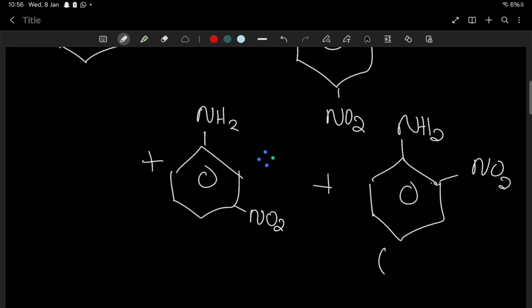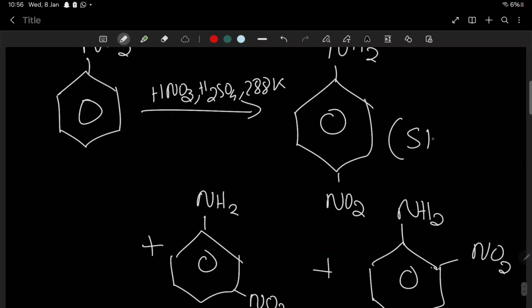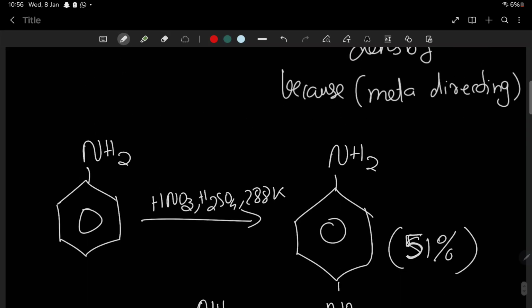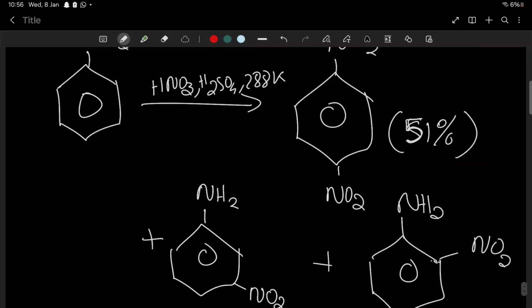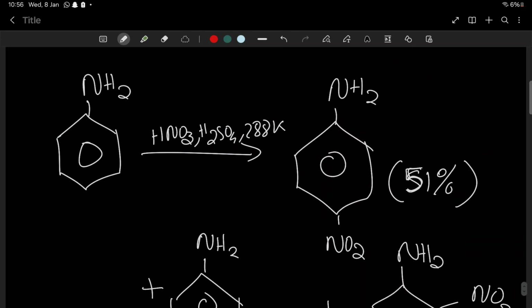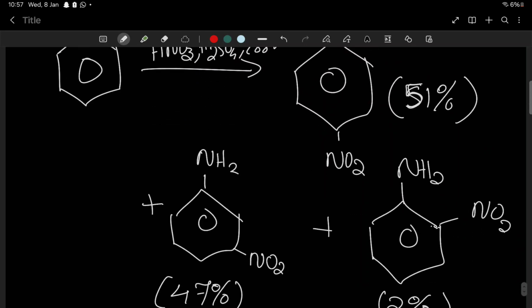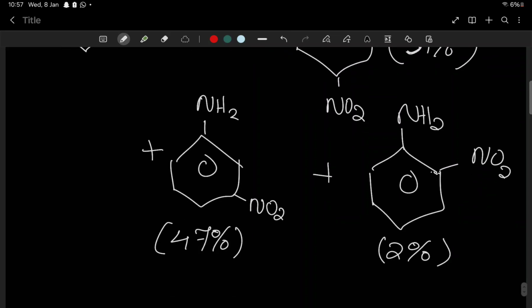Here, first of all, we have an acid, H2SO4. Protonation happens, then only NH3 plus is formed and NO2 is going to add. Therefore here only a 2% yield is there. But at the meta position we have a high yield of 47%. As usual, the para position is the major product, with a 51% yield. So the minor product is ortho, the major product is para, but 47% of the meta product is also formed.